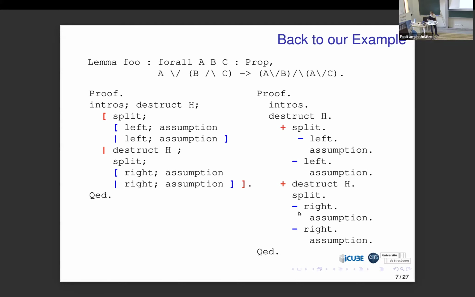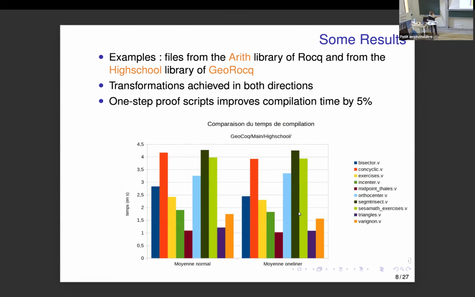And so we made some experiments to see what kind of transformation we can get if we do some compact proofs. We looked at the Arith library of Rocq, and the high school geometry library of GeoRock, because I replaced Coq with Rocq everywhere, and I forgot that GeoCoq is still called GeoCoq at the moment. Somewhere else in the slides I have GeoCoq, but this one I didn't see. Sorry.